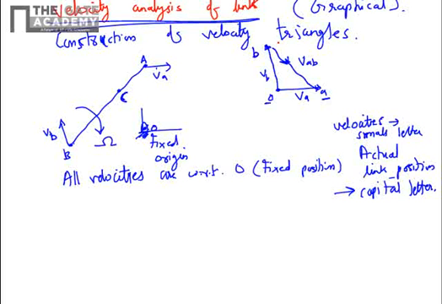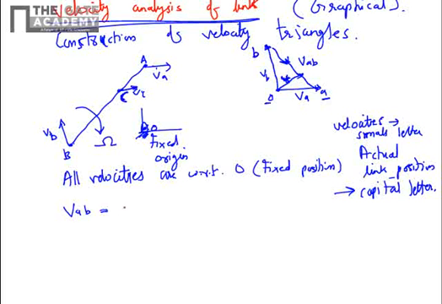Like this, you can construct the velocity triangle. And for finding the velocity of any point, like if there is any point C on the link, then you can divide this length VAB in the same ratio in which C is dividing the link AB. Then you can draw a vector from the origin, and you can get the velocity VC of any general point.